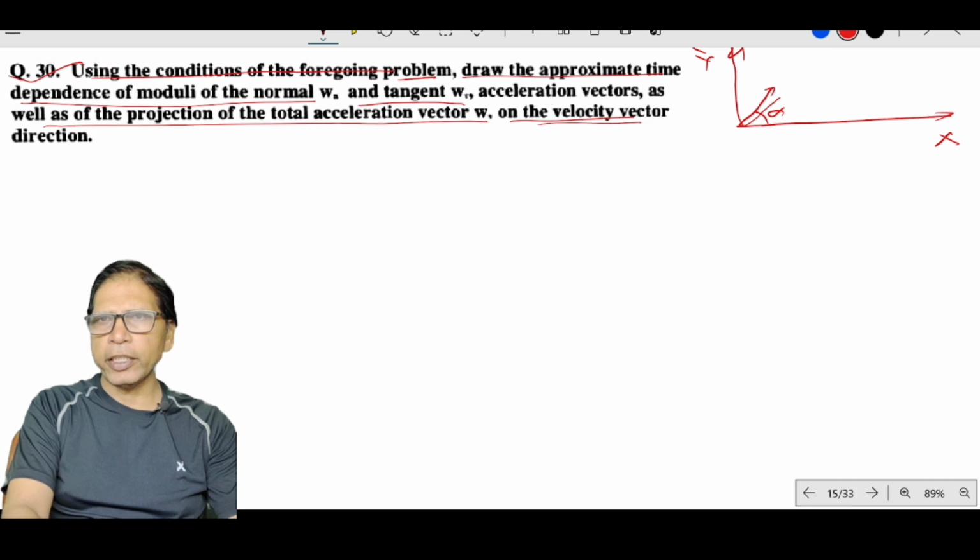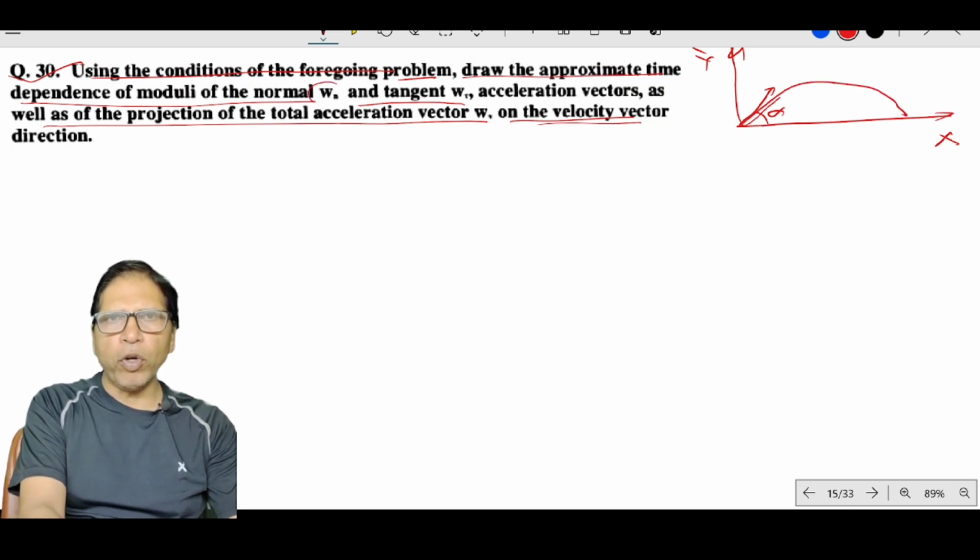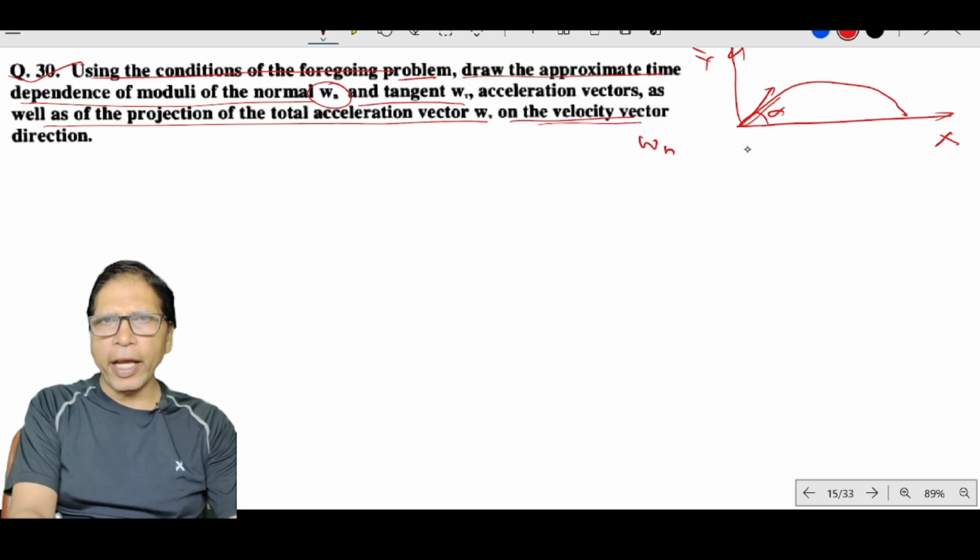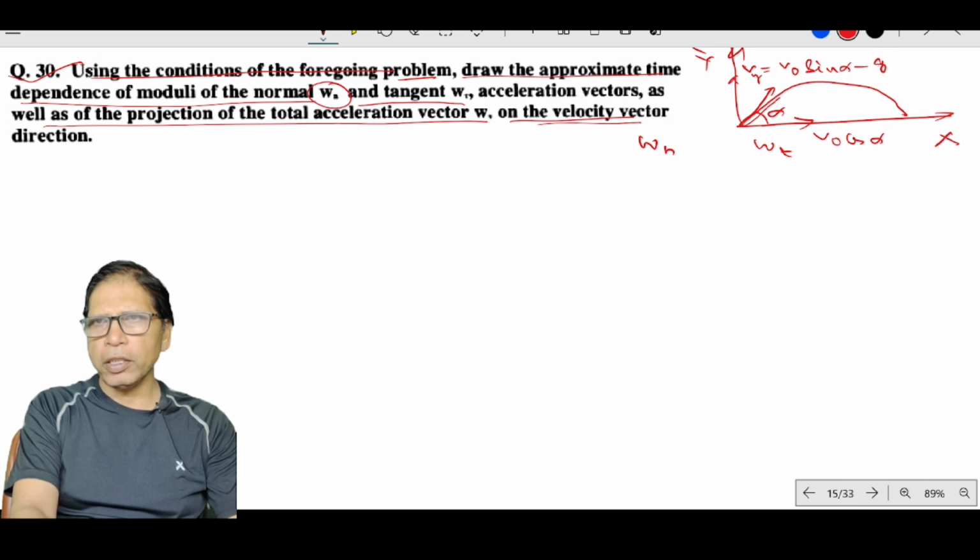And this is the trajectory. Now we have to calculate the normal acceleration omega n and tangential acceleration omega t. Look at this here. Component of velocity along this direction is v naught cos alpha. And in vertical direction at any time, velocity vy equals v naught sin alpha minus gt.